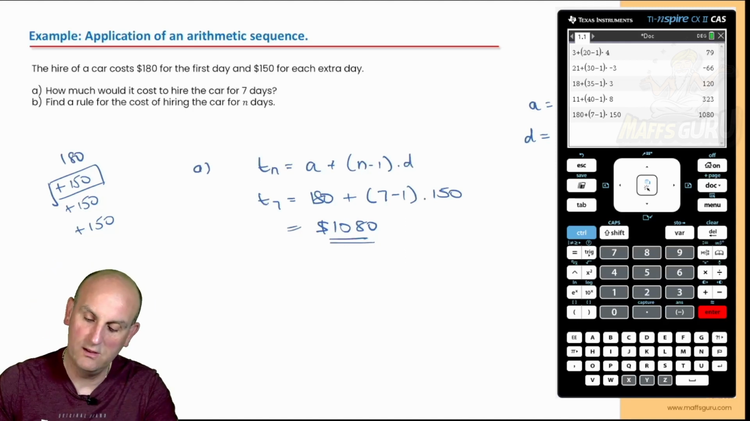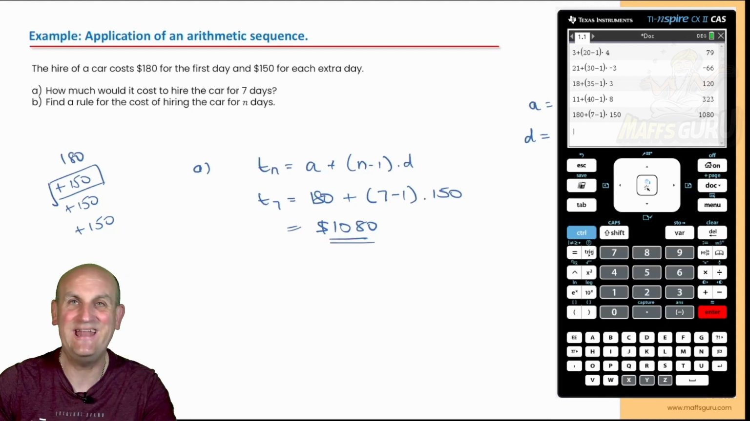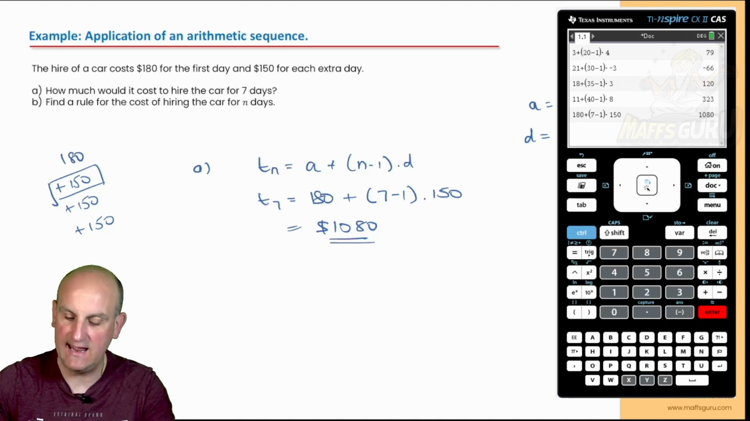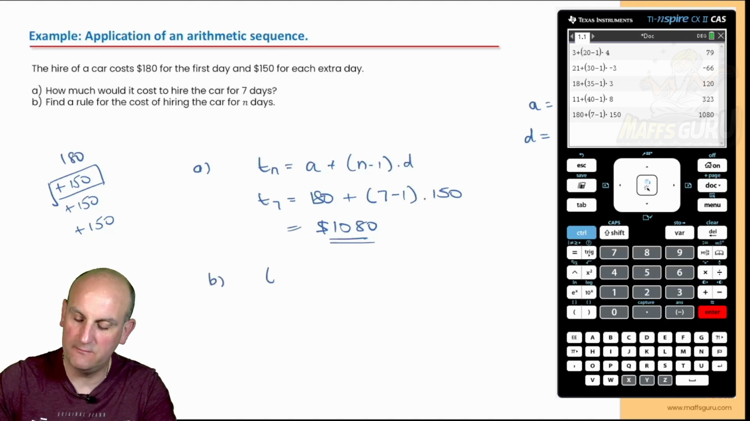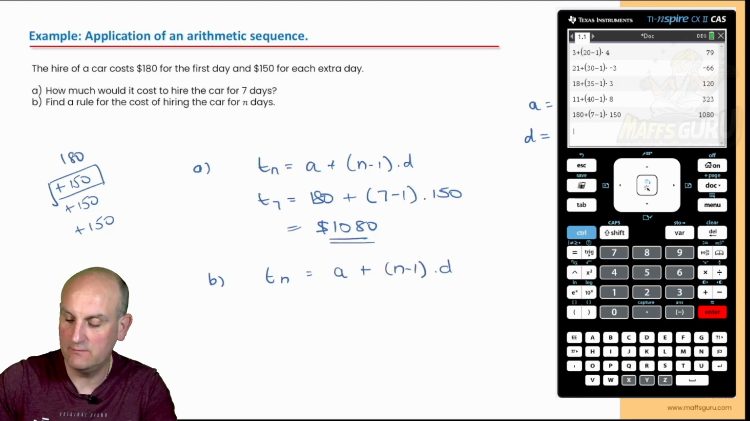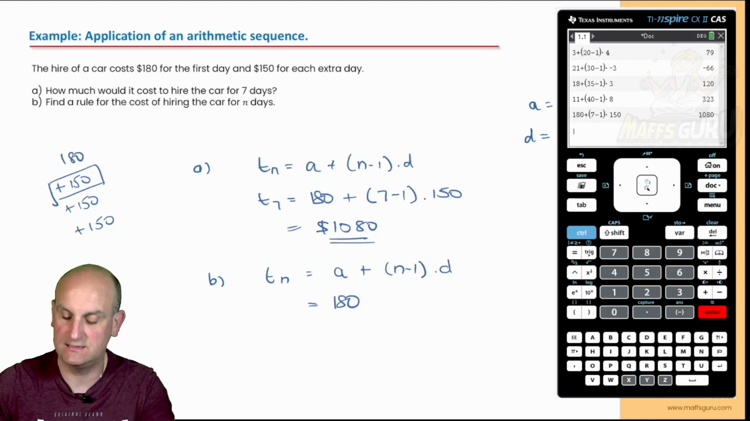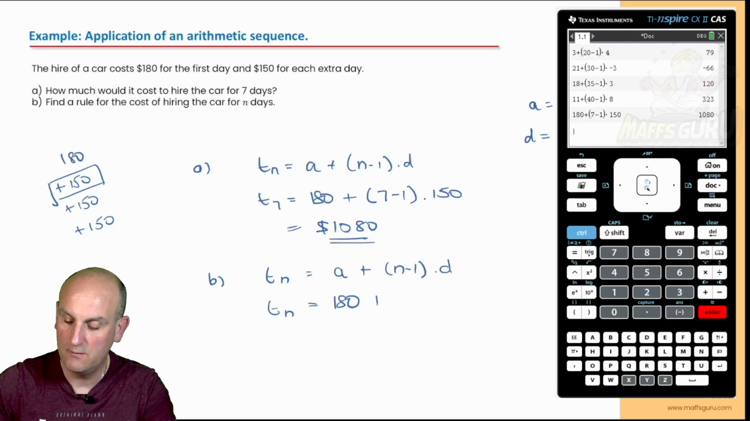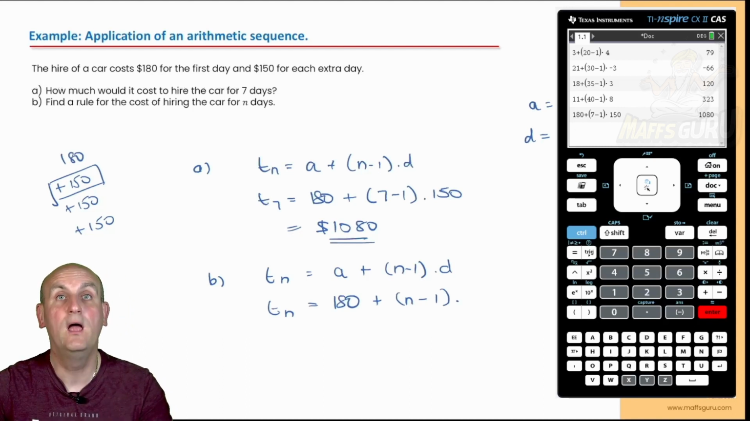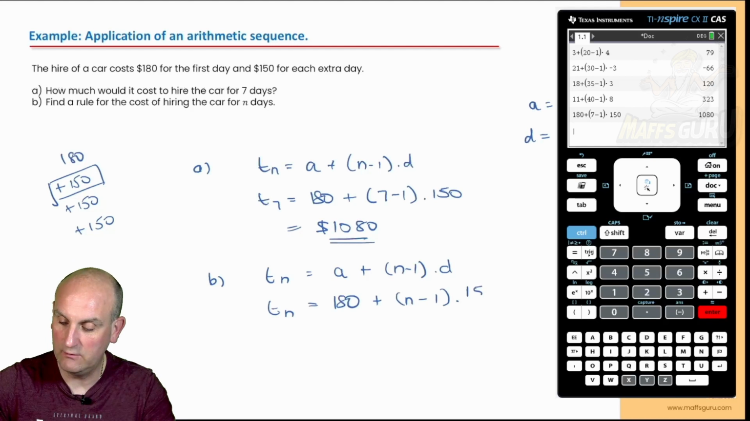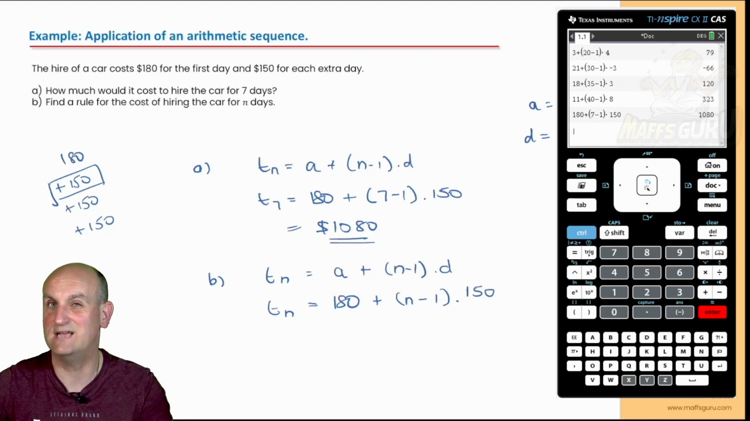Find a rule for the cost of hiring the car for n days. Well, all they're saying to you there is I don't know the value of n. So in this situation, I don't know the value of n, but my rule is still going to be created with A plus n minus 1 times d. Okay, so my value of A is going to be 180. I don't need to change anything. That's going to stay as n if I want a rule, plus n minus 1 times, do I know my common difference? Absolutely do. My common difference is 150. Now, lots of people would try and leave that there, but the question's actually asking you to multiply that out.